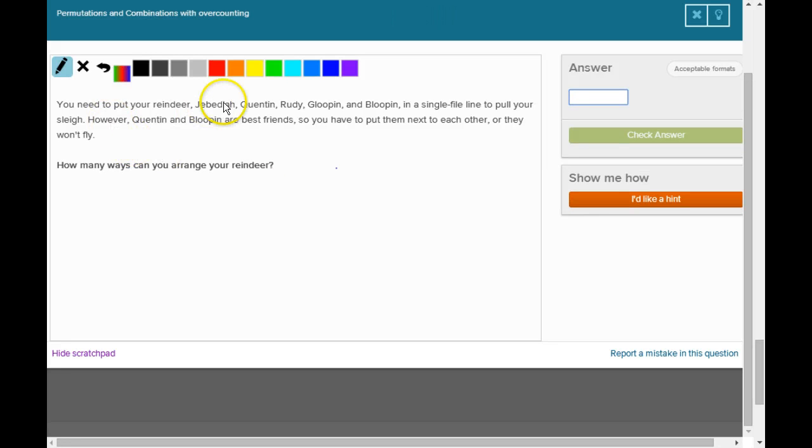Now, we have a permutation, and we've got Jebediah, Quentin, Rudy, Gloopin, and Bloopin in a single file line. So let's see how that would work. If you did Jebediah for your first, you have 5 choices again. So you would remember that we'd use the same logic as before. 5 factorial will give me my total number of choices. However, Q and B are going to be next to each other. They have to be next to each other.